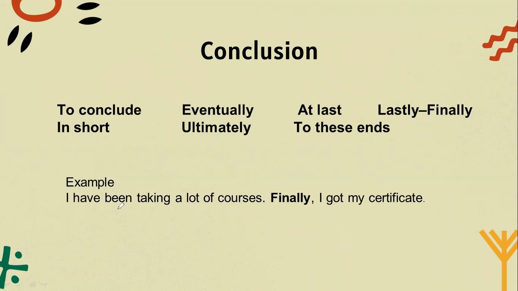As it says, I've been taking a lot of courses. Finally, I got my certificate. So I can say here, eventually I got my certificate, because I discovered that this sentence is a conclusion for the first sentence here. So the last group, which is conclusion, is where the second sentence is a conclusion for the first sentence.